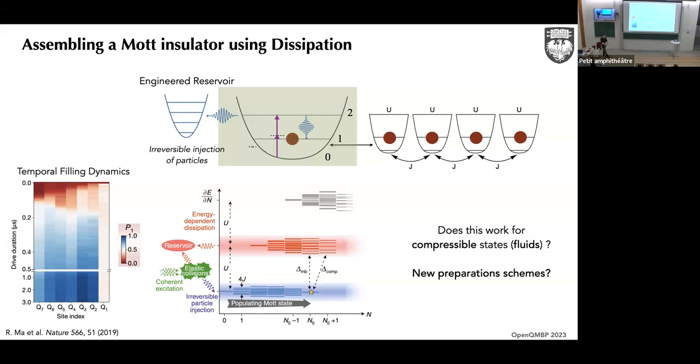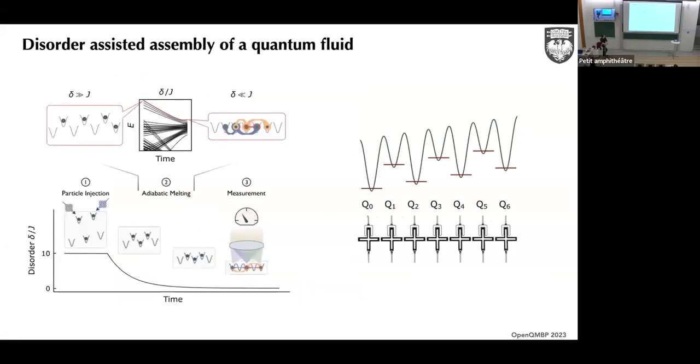But what happens if you have states where this gap is small, and you have compressible states? How do you prepare those? I'm going to describe a different preparation scheme where now, instead of using dissipation, we are going to use another imperfection in our system, and that's disorder. Let me guide you through this forest of many diagrams where we're going to use disorder.